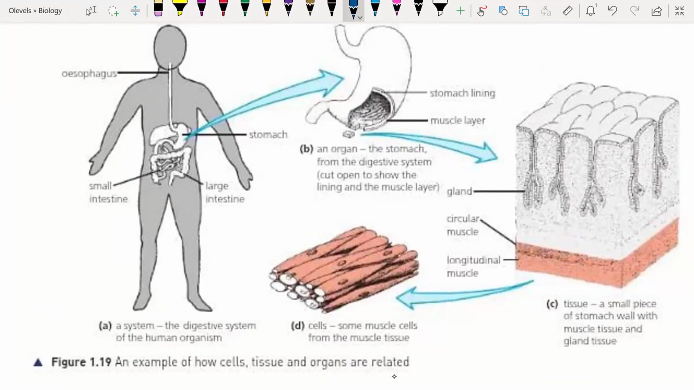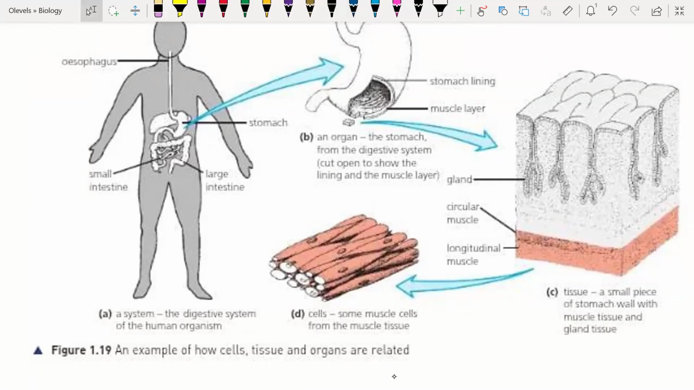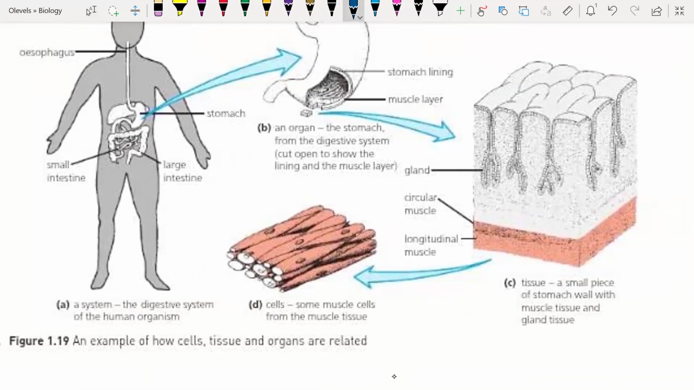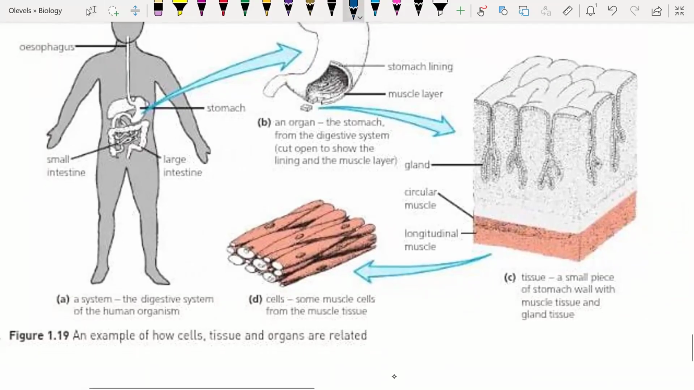What is going to happen in the case of the stomach? You know that this is the stomach lining, and these are the muscle layers of the stomach. Now this organ, the stomach, is from the digestive system. If you cut it open, you're going to see that there is a lining and a muscle layer. These are the glands. Here we have the circular muscle, and these are the longitudinal muscle. So these are all muscle tissues, but of different kinds. Now you see that this is the tissue, and this is a small piece of stomach wall with the muscles and gland tissue.